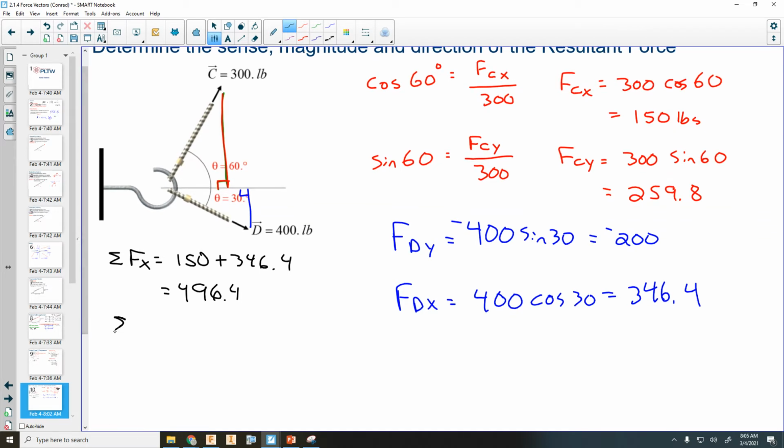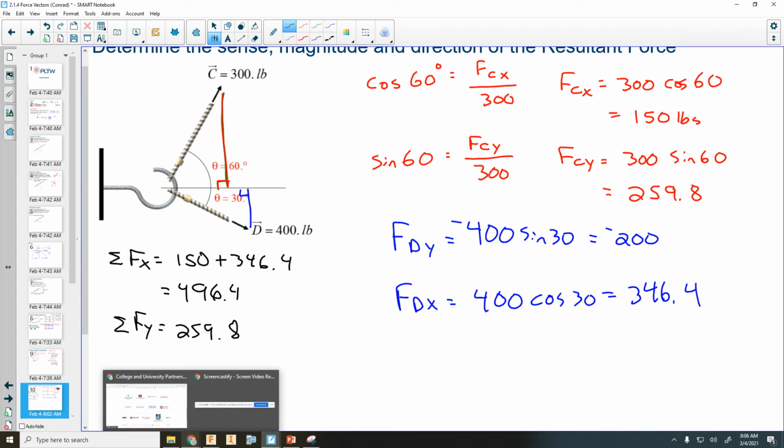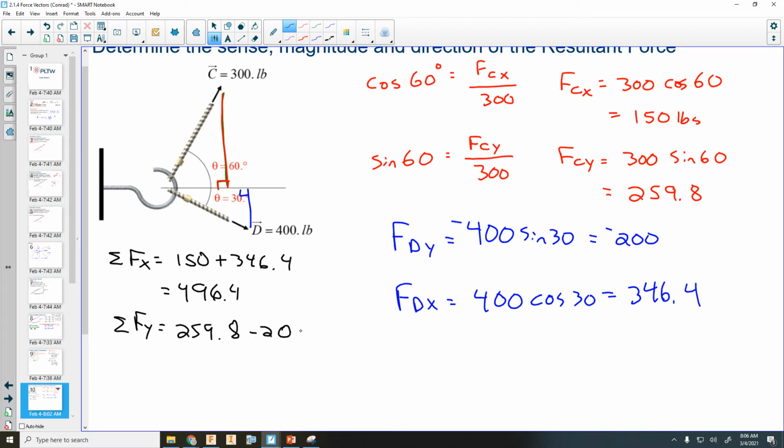And then the sum of the forces in the y direction. Let's add our two y's together. We got 259.8 minus 200. So the sum of those is what? 59.8.